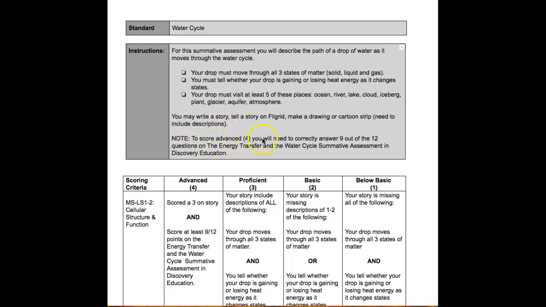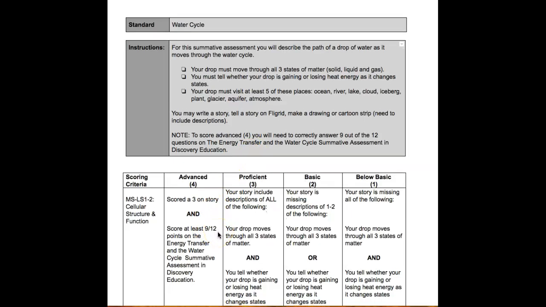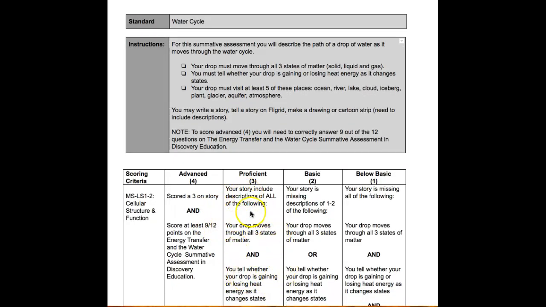To score a 4 in advanced, you're going to need to correctly answer 9 out of the 12 questions on the energy transfer and water cycle summative in Discovery Education. So that is the summative assessment that Discovery Ed has at the end of this chapter, which is what we will be referring to and using during this unit. Okay, so you have to get 9 out of the 12 of those correct. And you need to score proficient on all the other things.